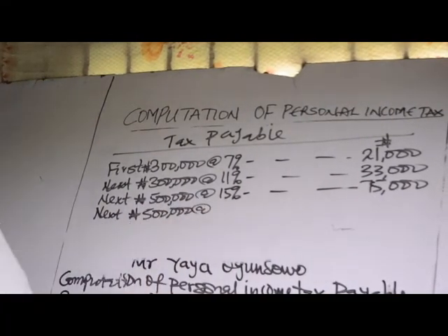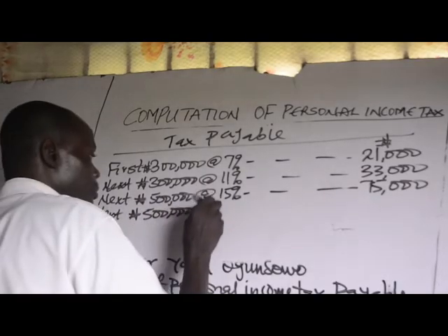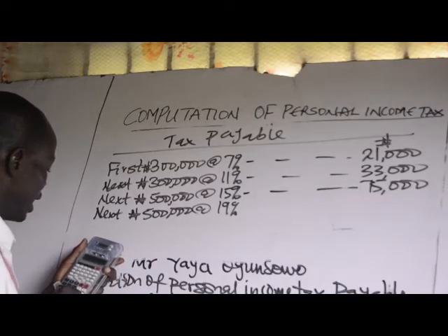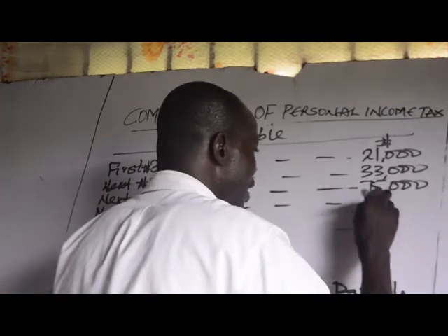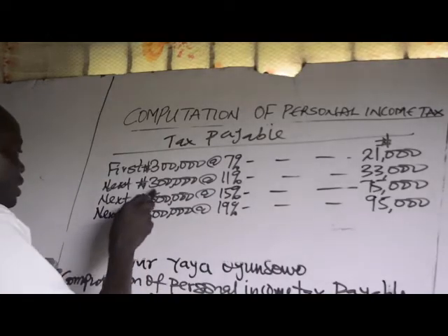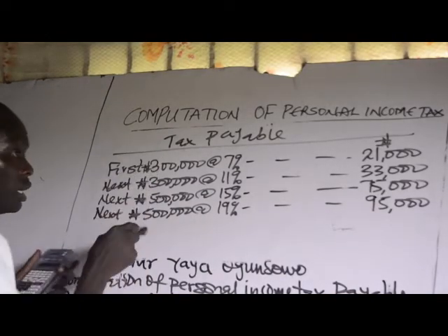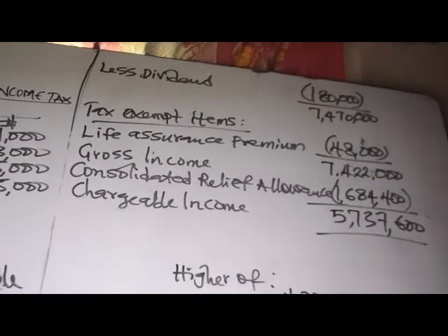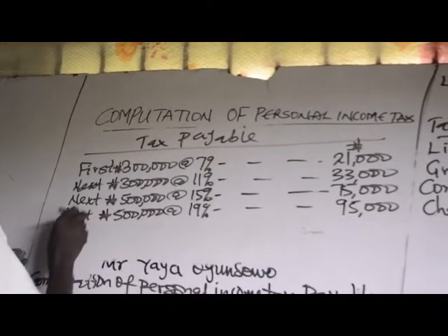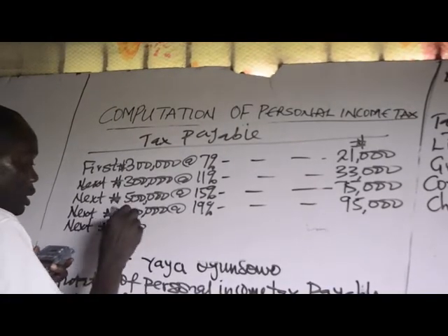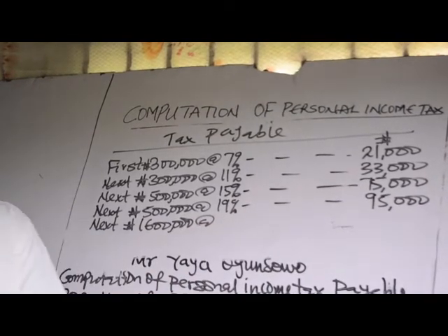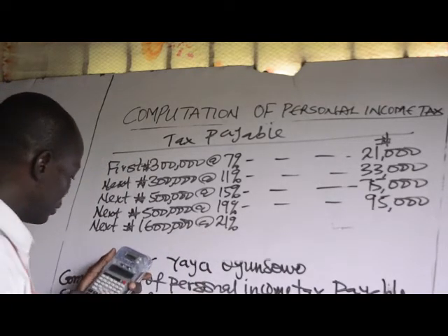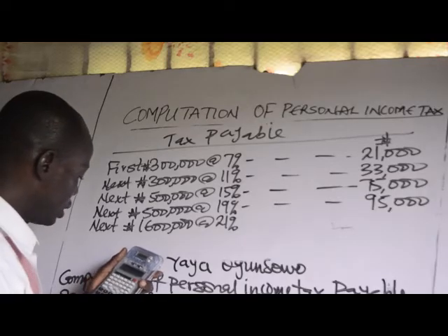Then you can still consider the next 500,000 as well at 19%. What is 19% of 500,000? That gives us 95,000. If you consider the income you have considered so far, this plus this is 1.6 million, and our target is 5,737,600. So next 1.6 million is taxable at 21%. So you use your tax table: 21% of 1.6 million gives us 336,000.